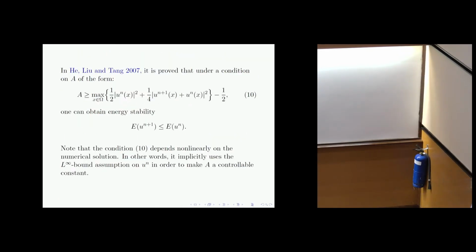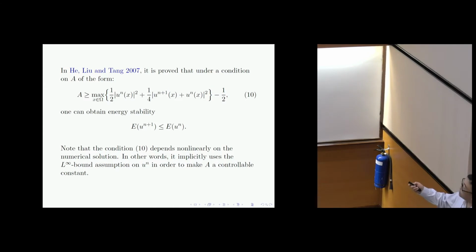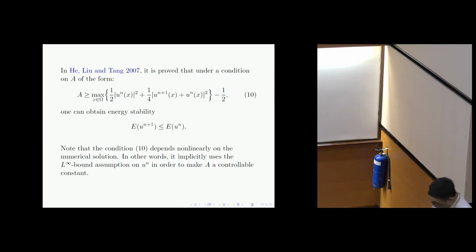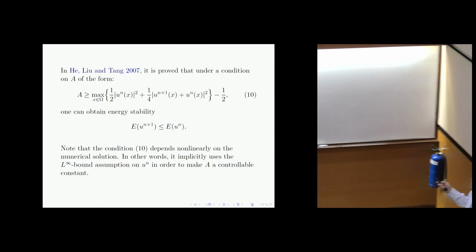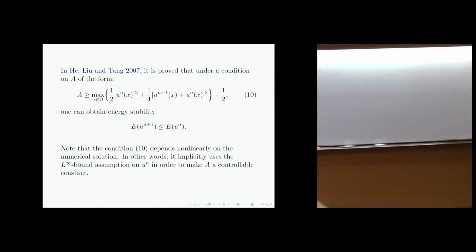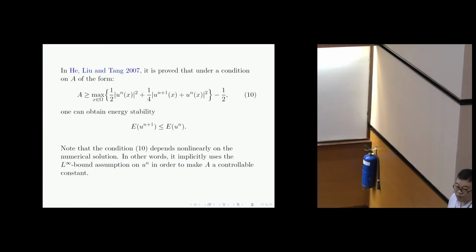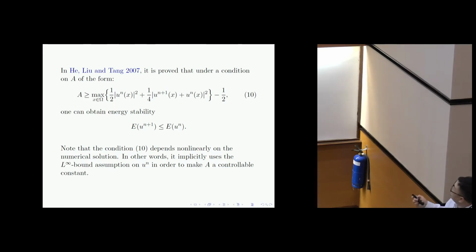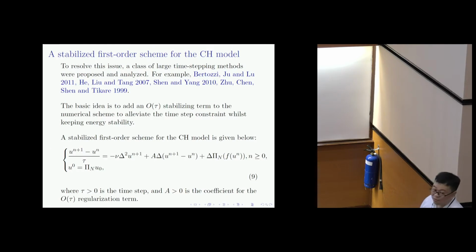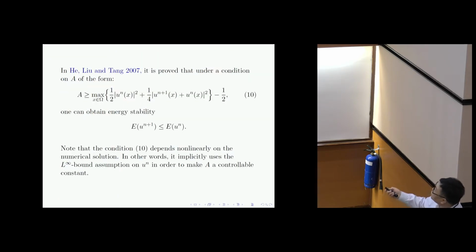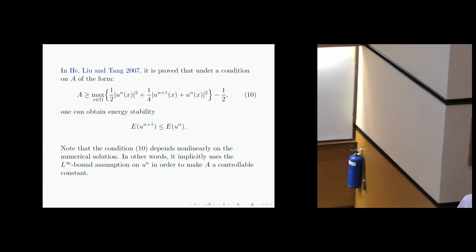Okay. So then, in Professor He Yinyan, Liu Yunxian and Tao Tang's work in 2007, they proved that when A satisfies this condition, A is greater than this formula, they can prove the energy stability in discrete time. But look carefully at this inequality 10. When we compute the U^{n+1}, the current numerical solution, we need a stabilization term. But for inequality 10, A is dependent on the current numerical solution, right? So that's a drawback for this analysis.